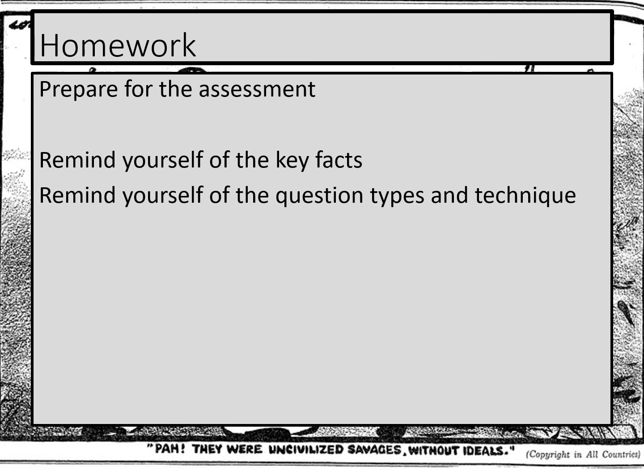Your job at home now is to make sure you're prepared for the assessment. Remind yourself of the key facts, go back to the other YouTube clip if you need to, and remind yourself of what we've done today, of the question types and technique. That way you will have assessment success.